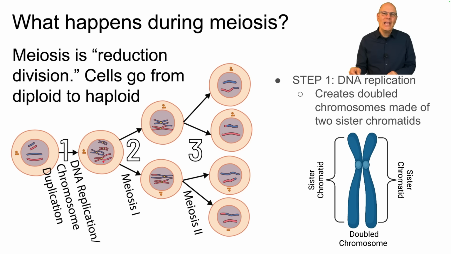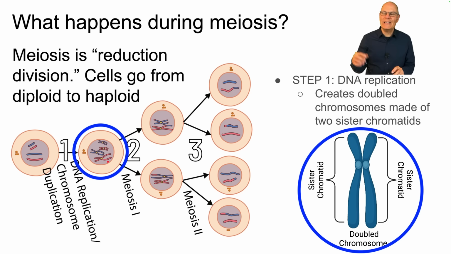What's going on? Even though meiosis is reduction division, it starts in exactly the same way that mitosis starts, with a round of DNA or chromosome replication. So if you look at this cell over here, there are 4 chromosomes. If you look over here, there are still 4 chromosomes, but each one is doubled, consisting of 2 sister chromatids.